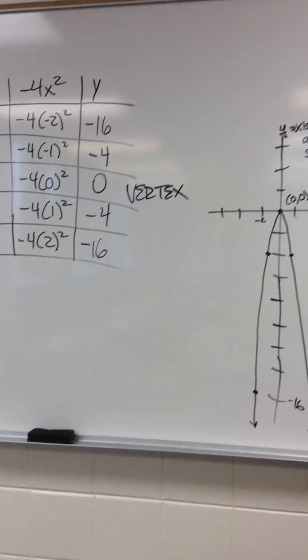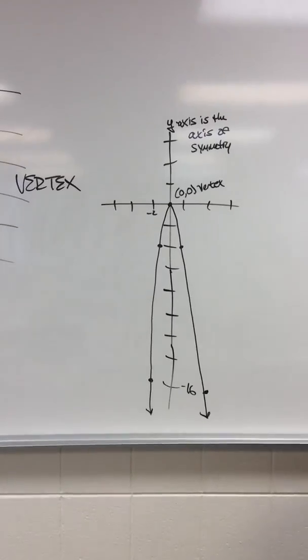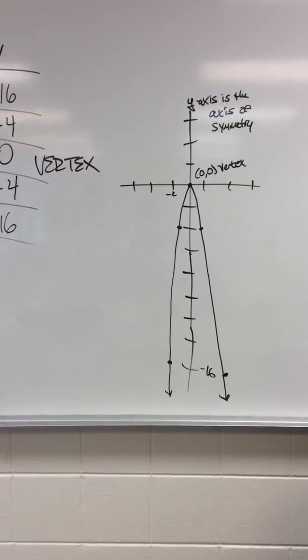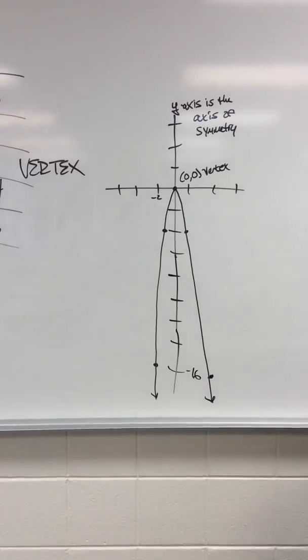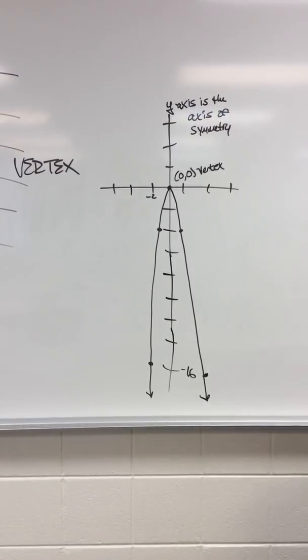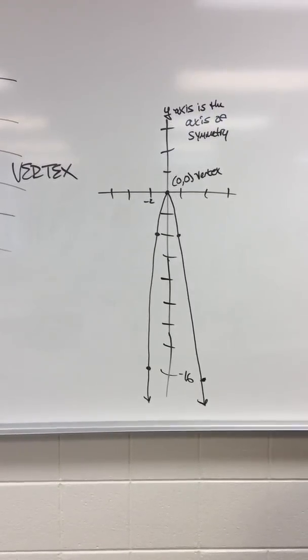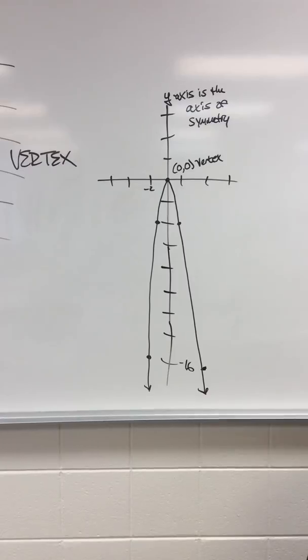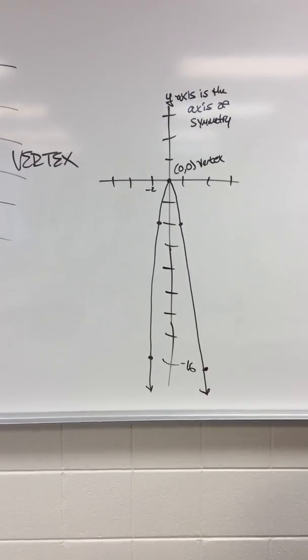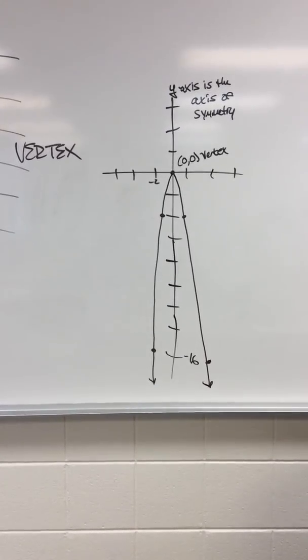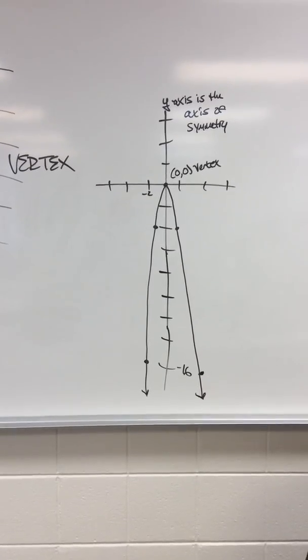And sure enough, when I graph those values, here's what I get. For this particular one, my axis of symmetry is the y-axis. That won't always be the case, but it is on this one. And for this one, 0, 0 is my vertex, which makes it my maximum value. Okay, and that's what it looks like.